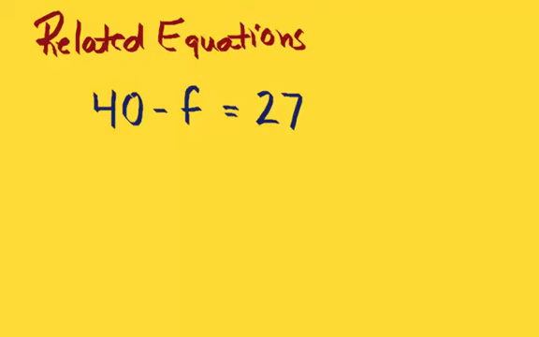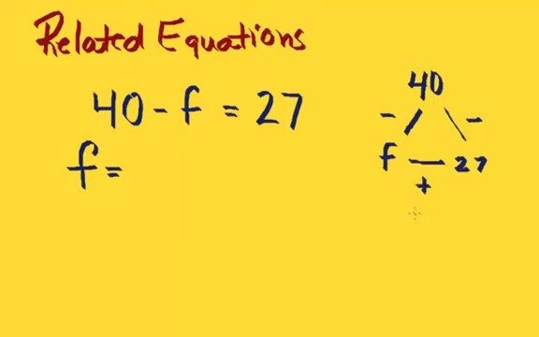In some of the problems, it asks you to get your variable alone. So you want your variable to be on one side of the equation and your numbers on the other side. So let's set up our triangle here, and we have 40 minus f gives us 27.